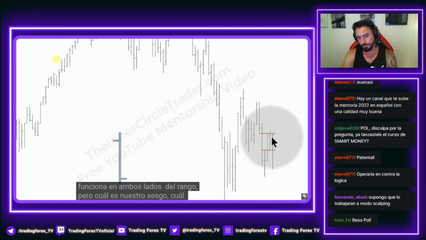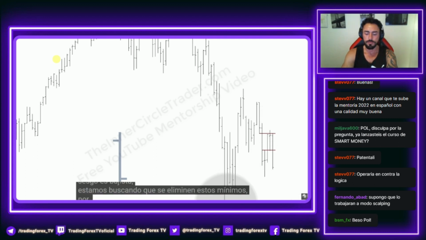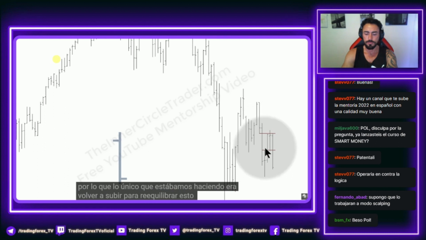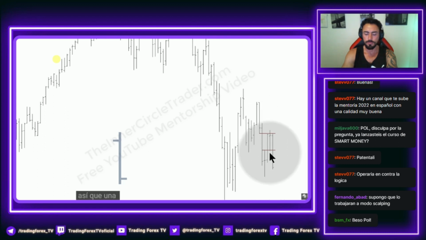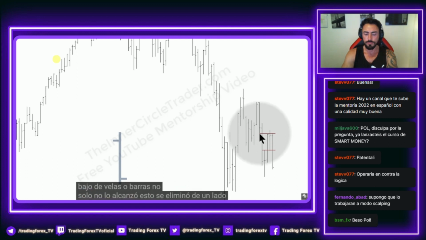But what is our bias? What did I hint at? The bias is bearish. We're looking for these lows to be taken out. So the only thing we were doing was coming back up to rebalance this, then go lower. So once we went back to the top of the range, did this candle or bar touch this candle's or bar's low? No. Just fell short of it.